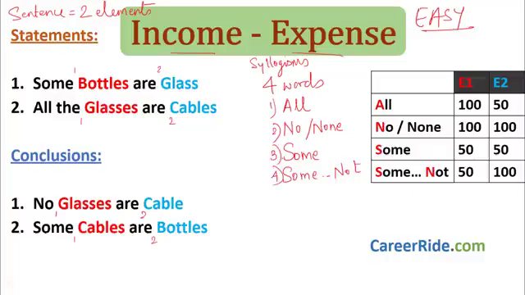These four words are most important in syllogisms because almost all the sums of syllogisms will have either all these words or some of these words. Apart from this, nothing would be there in syllogisms. If you see carefully in this sum, we have some, we have all, we have no, we have some again. So these four words, please remember them.